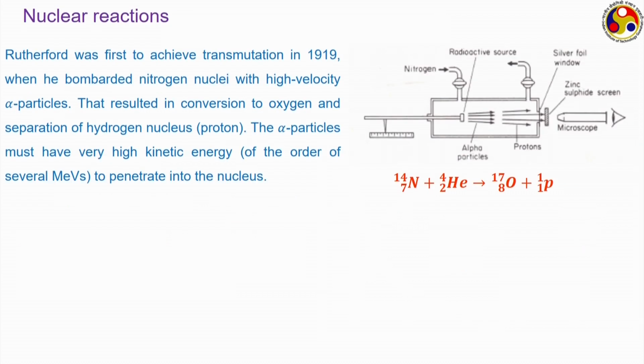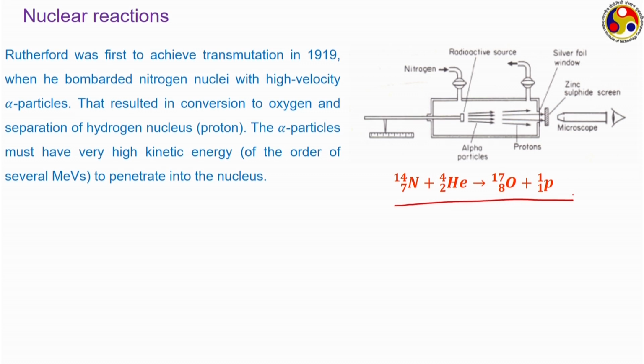So, we have discussed a bit about mathematics so far. Let us now come back to the phenomenon of radioactivity. Now, radioactivity or the corresponding transmutation is a phenomenon that was first achieved at laboratory scale by Rutherford in 1919, when he bombarded some nitrogen nuclei with high velocity alpha particles, and that resulted in conversion to oxygen and also release of a proton.